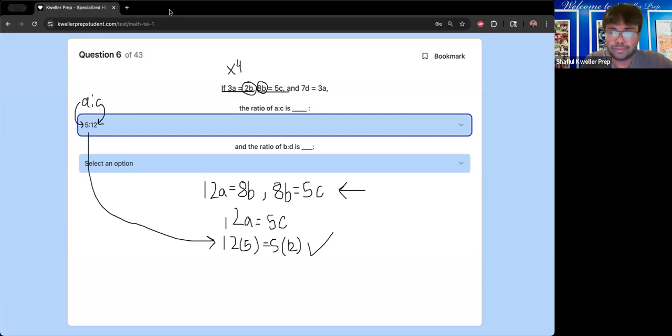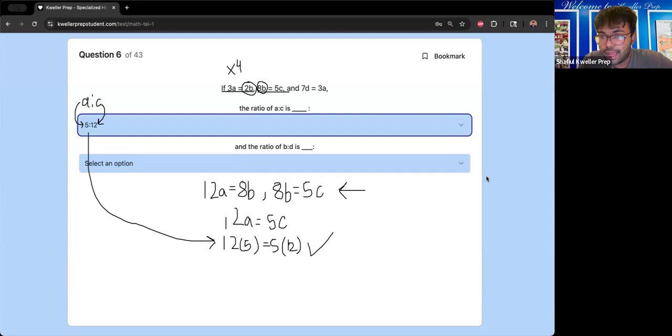Does anyone have any questions? Do you do this always? Yes, this is the standard way of doing it. You find a common multiple, the least common multiple. Here it's 8B, and then we just combine them both. Okay.